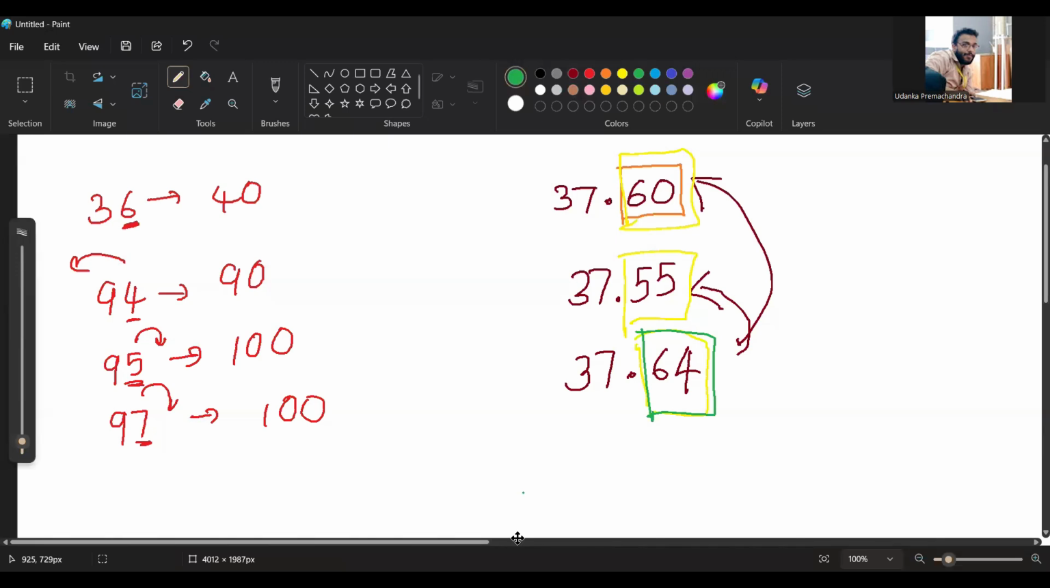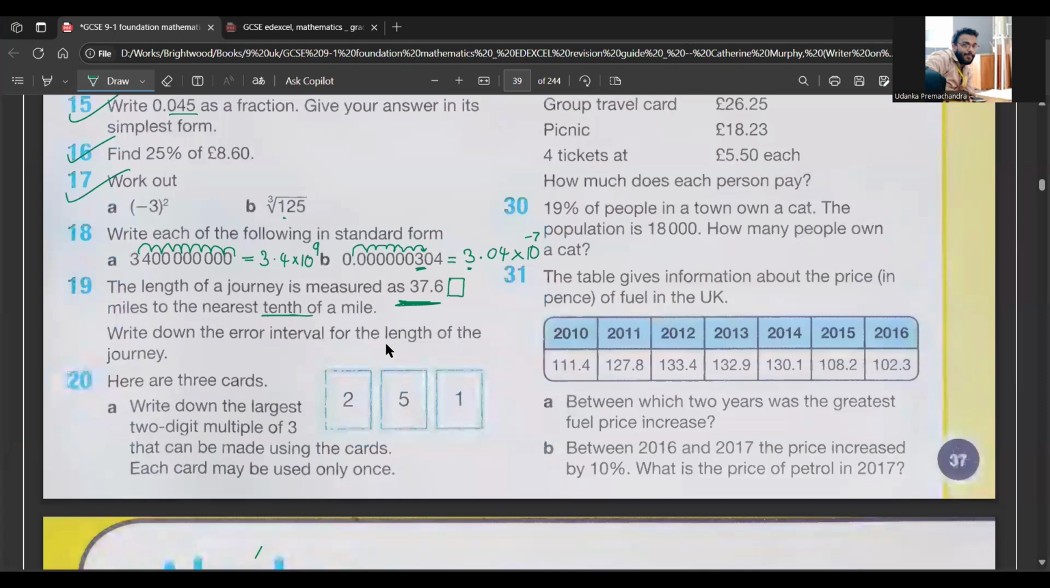They're asking what is the range of that, no? They're asking to write down the error interval of the length of the journey. What should the error interval be? It should be 37.55, the range, less than or equal to 37.64. Is that clear? This should be the range. So here should be the error interval. These values should be taken 5. Is that clear? Okay, you can write like this.